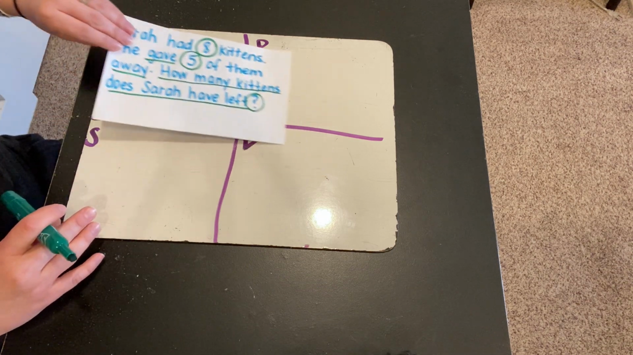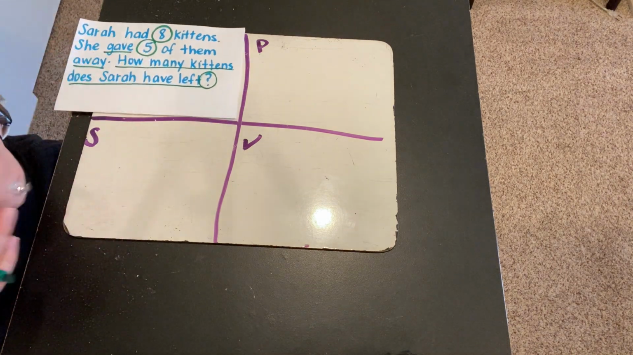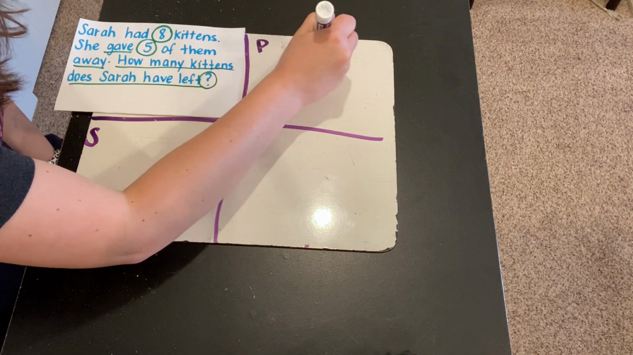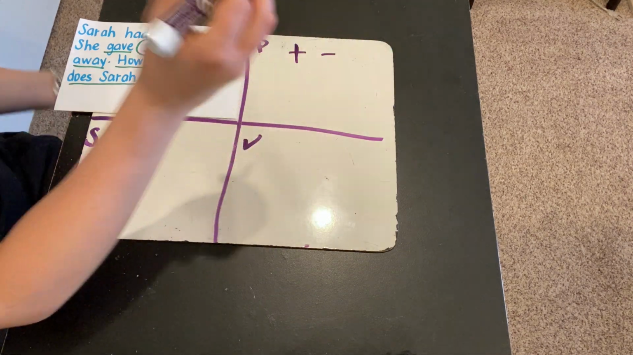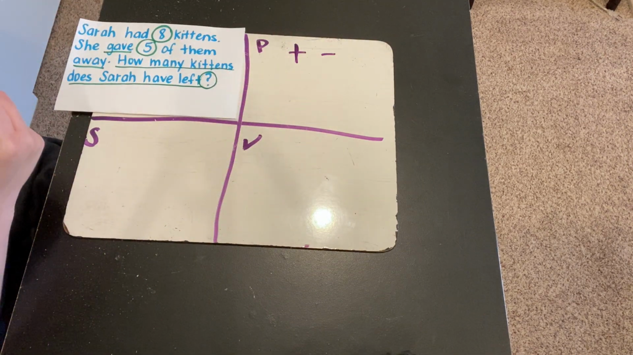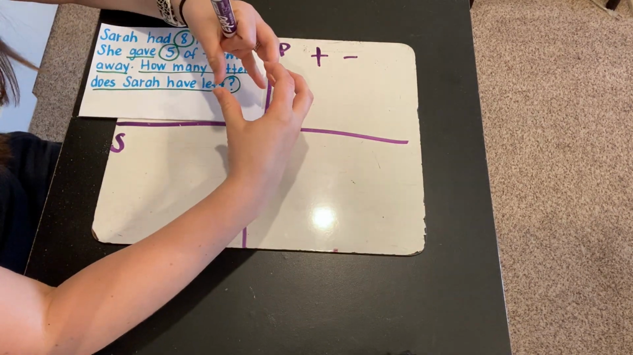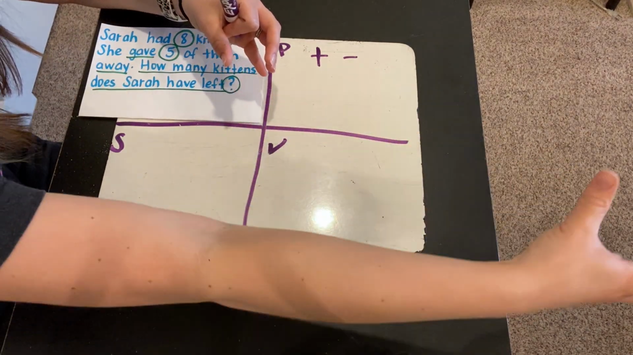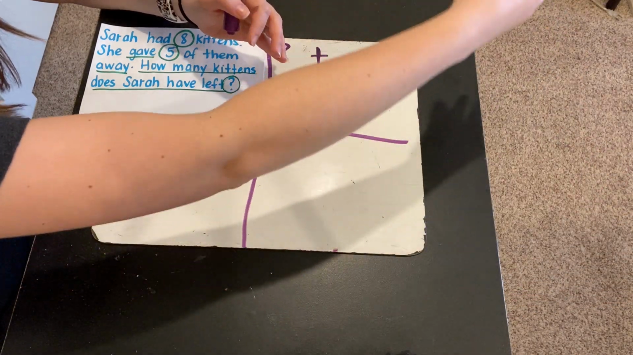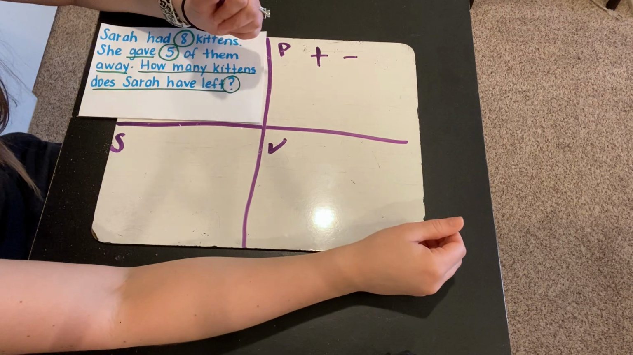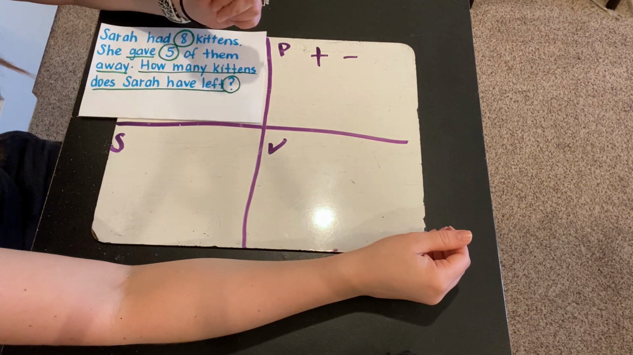So let's move on to our plan and see if we can figure out what we're going to need to do. Will we be adding or subtracting? So think about what's going on here in this problem. Sarah has these 8 kittens, and then she gives 5 of them away, probably to new owners. So when she's giving those kittens away, is that adding or is it subtracting?